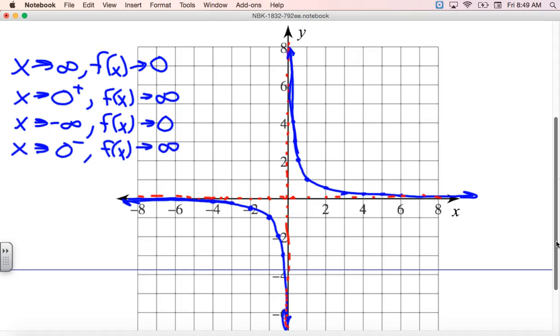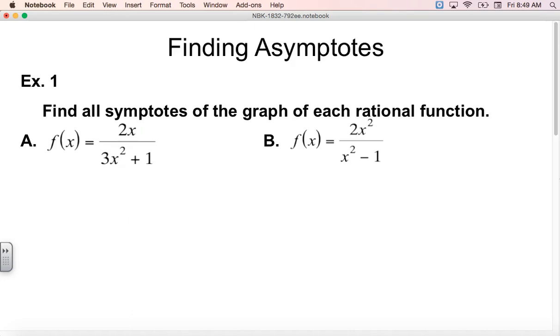So you might see some of that notation. It's important to understand what this means. You see the 0 with a plus and 0 with a minus. That just means you're coming towards 0 from the positive side, or coming towards 0 from the negative side. Now that we understand what an asymptote is, let's look at finding all the asymptotes of the graphs of these functions.